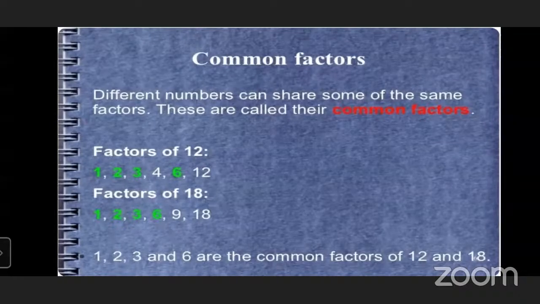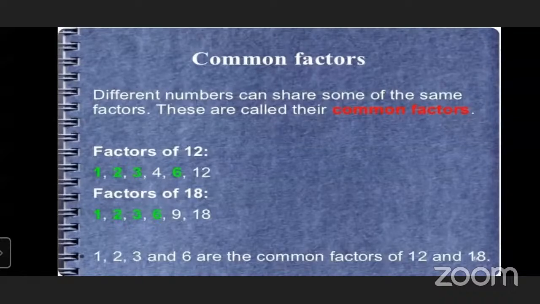These are the numbers in which 12 comes. If we take the tables of 2, 3, 4, 6, and 12, you can get 12 in those tables. So these are the factors of 12. And the factors of 18 are 1, 2, 3, 6, 9, and 18.